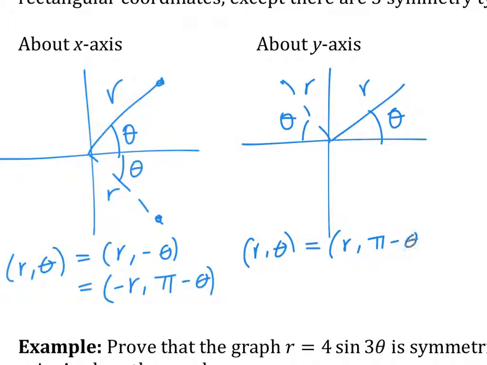Yeah, there is a pattern to this. Okay, let's say that we walk across the negative r. Okay, negative r. How do I get to that same point? Negative theta. I'm going backwards theta. All right, that's around the y-axis.